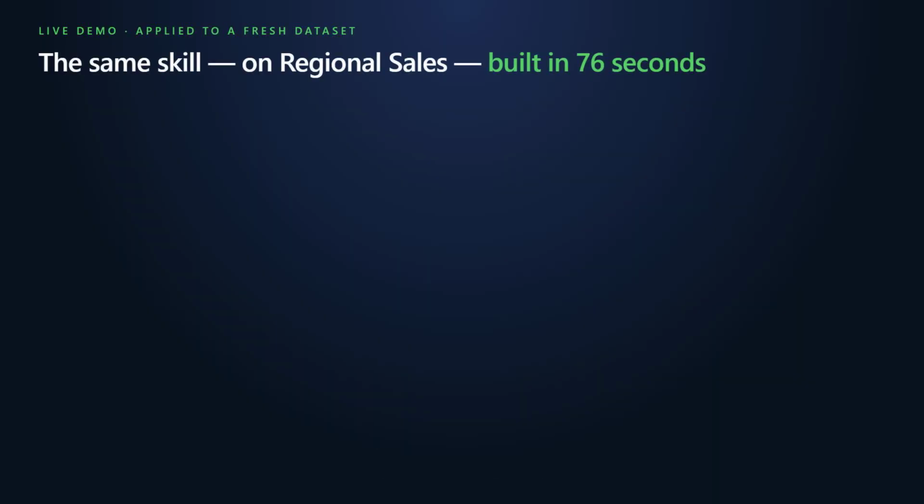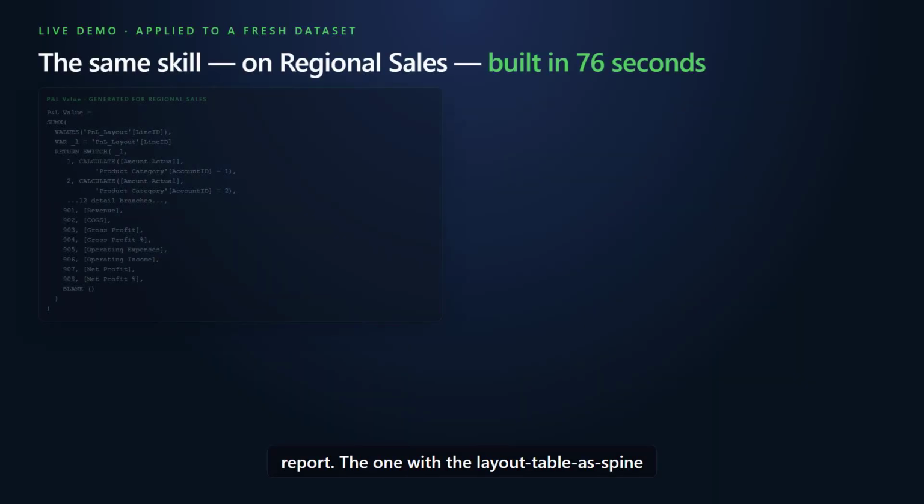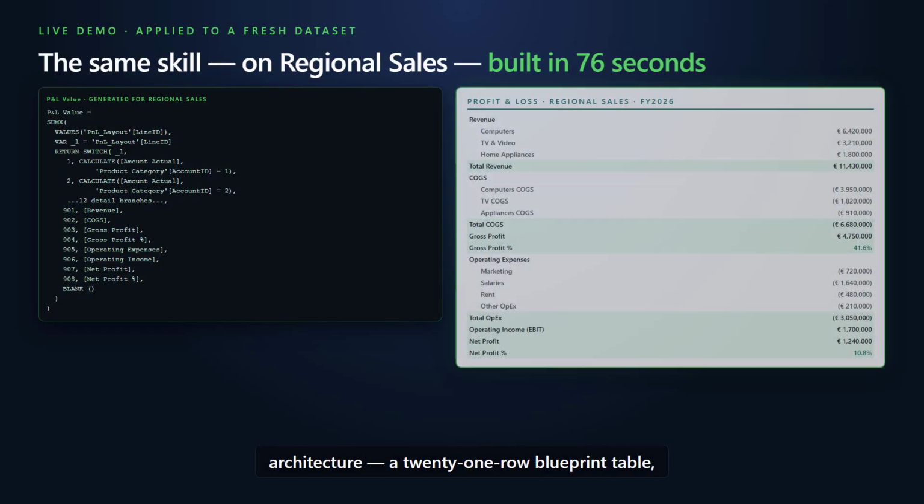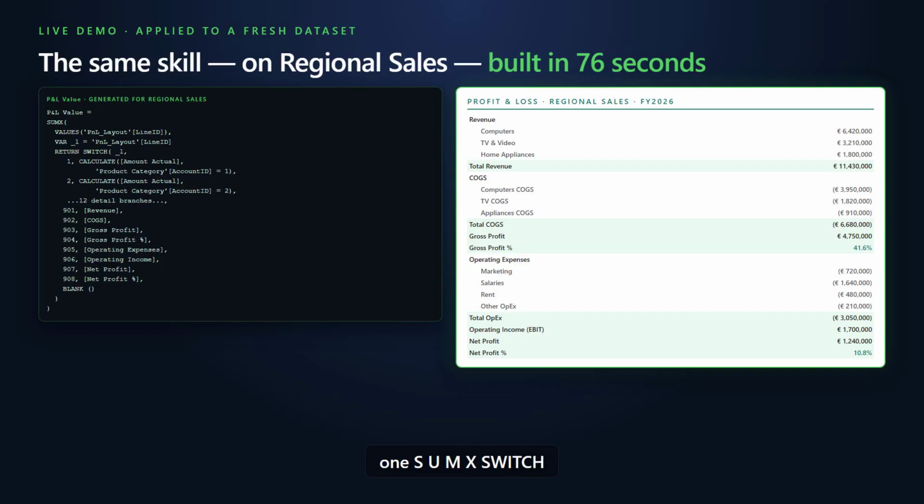Now the live part. I took my profit and loss report, the one with the layout table as spine architecture, a 21-row blueprint table, one SUMX switch engine measure called P&L value, 12 component measures, 2 display formatters, the lot. I saved it as PBIP. I made a copy without the pattern. That's my before. Same model, no layout table, no engine measure, no proper matrix.